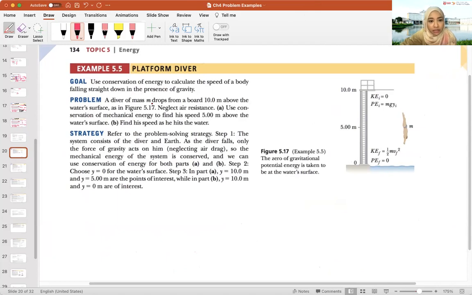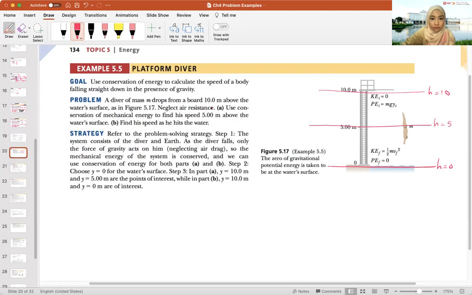A diver of mass m drops from a board 10 meter above the water's surface. So adalah kat sini 10 height from the water surface. Kat sini adalah h equals to 0. To reference point. Neglect air resistance. Use conservation of mechanical energy to find his speed 5 meter above the water's surface. It doesn't want to know what is the speed at h equals to 0. It wants to know what is the speed here.